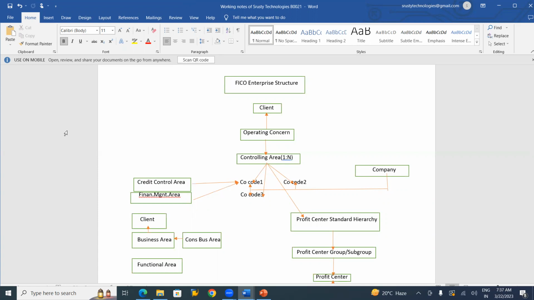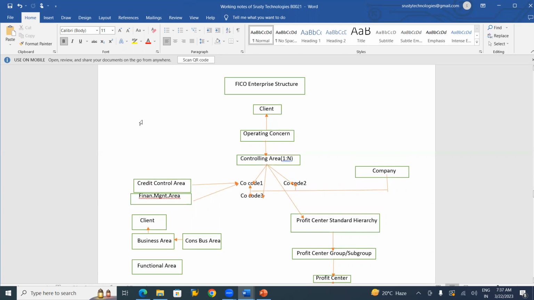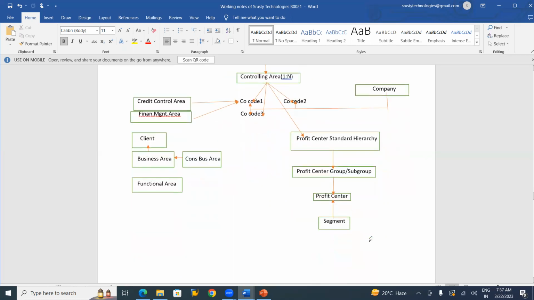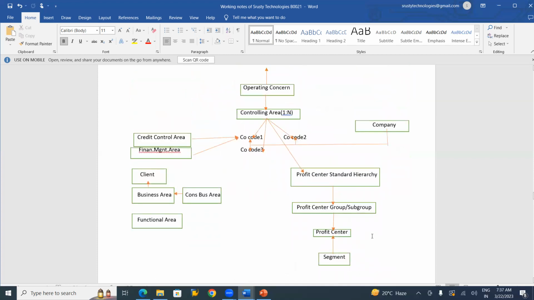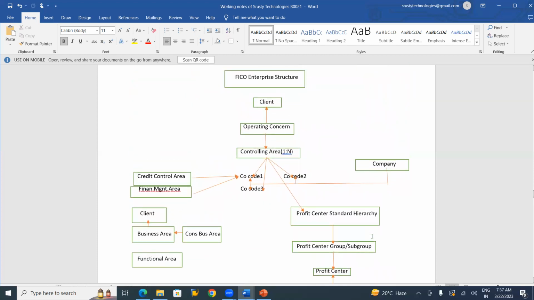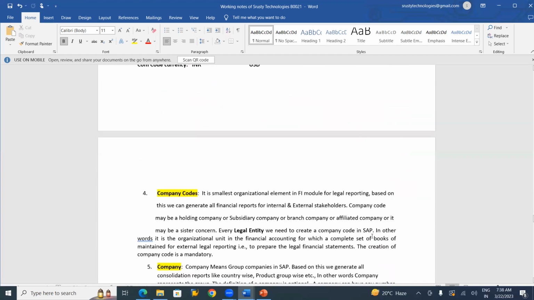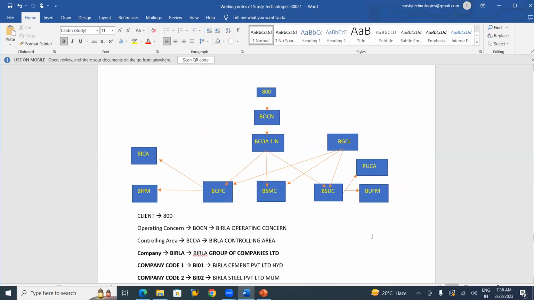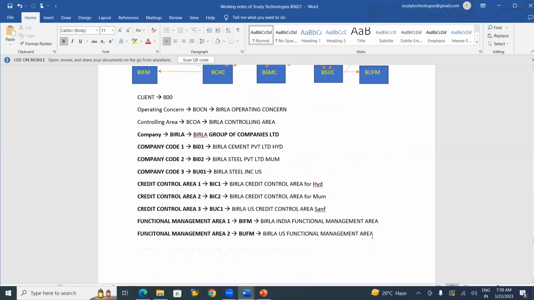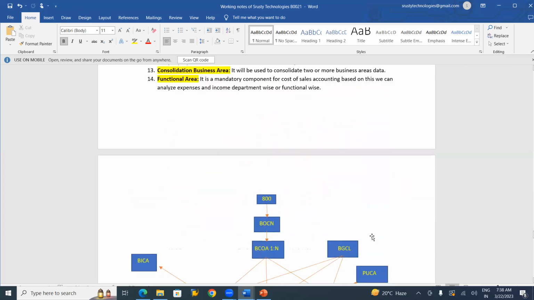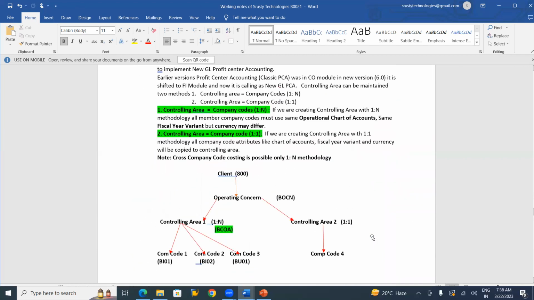Clear? So I think you have written this particular structure, right? FICO enterprise structure: client, operating concern, controlling area, company code, company, credit control area, business area, profit center standard hierarchy. We will discuss each and every point now. After that, we will see the Birla example. I have prepared the structure of Birla this morning. So this is our Birla operating concern. This is the structure we are going to follow in this particular project throughout the entire course.